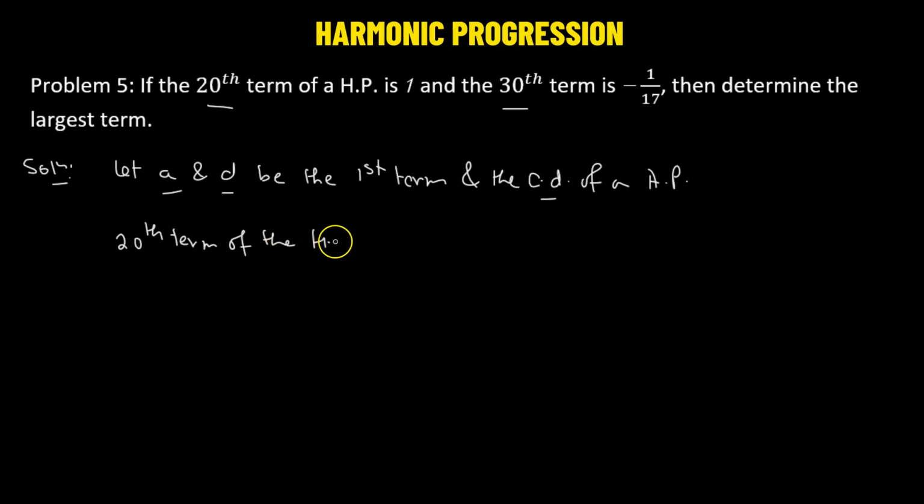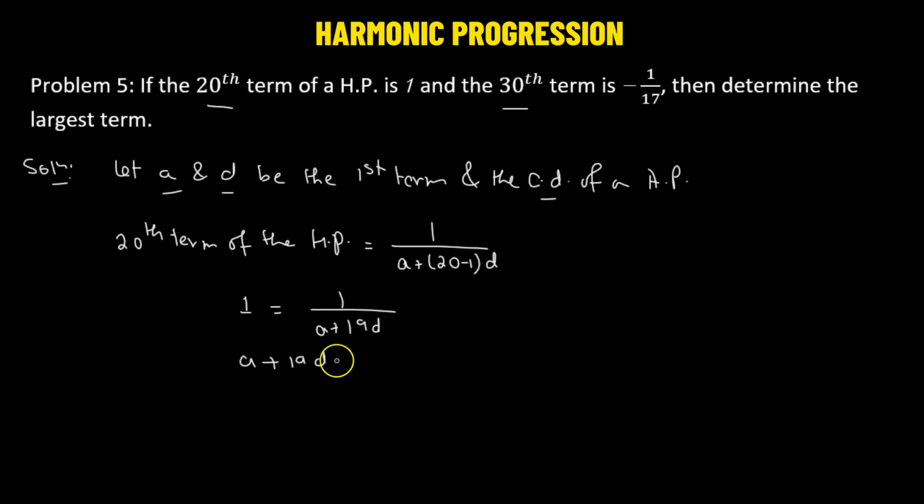The 20th term of the HP is going to be 1 divided by, since we'll have to take the reciprocal of the 20th term of the arithmetic progression, simply a plus 20 minus 1 times the common difference d. It's given that the 20th term is 1, so 1 equals 1 over a plus 19d, or we simply get a plus 19d equals 1. Let this be equation number 1.